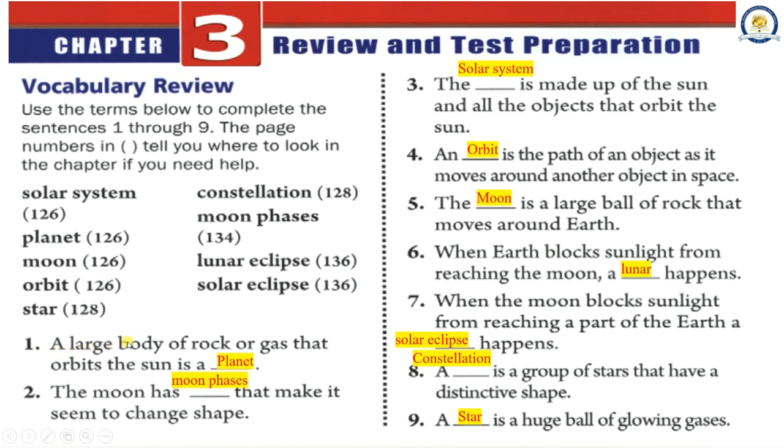1. A large body of rock or gas that orbits the sun is a planet. 2. The moon has moon phases that make it seem to change shape. 3. The solar system is made up of the sun and all the objects that orbit the sun. 4. An orbit is the path of an object as it moves around another object in space. 5. The moon is a large ball of rock that moves around Earth.